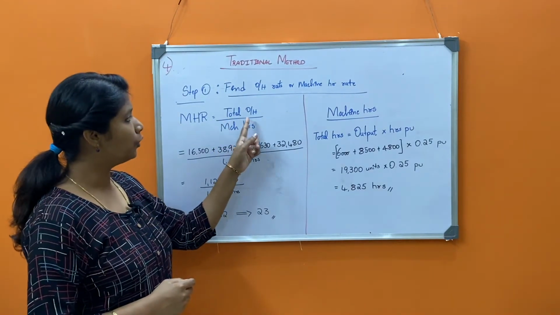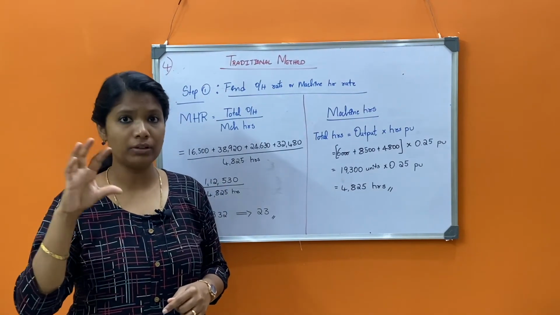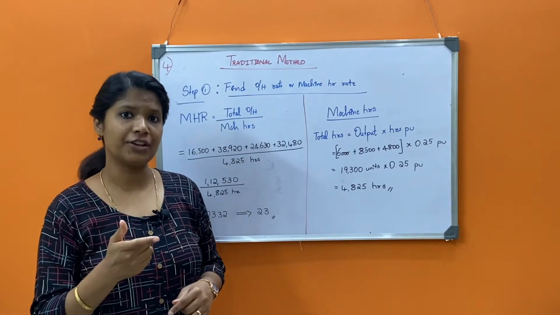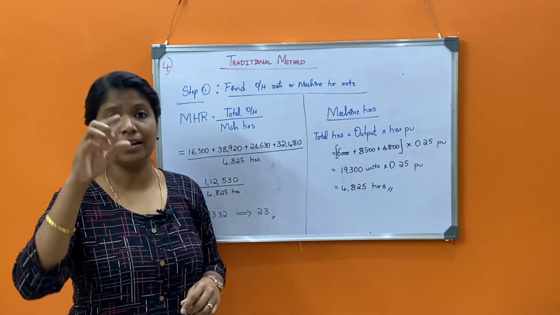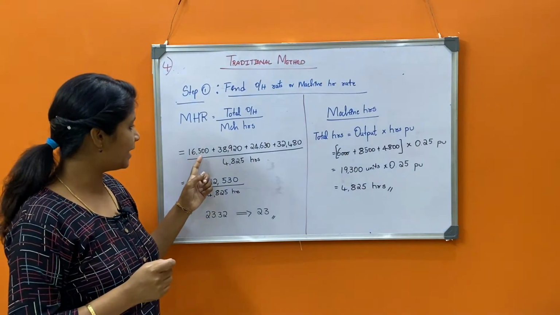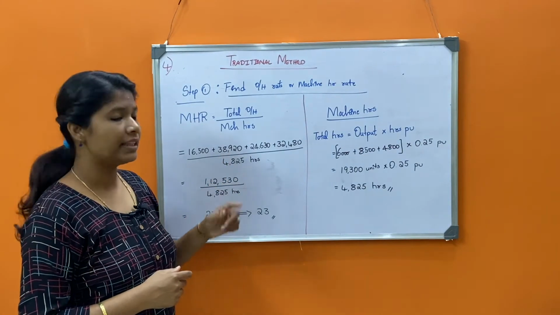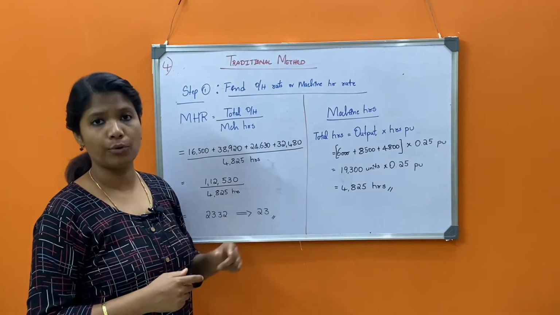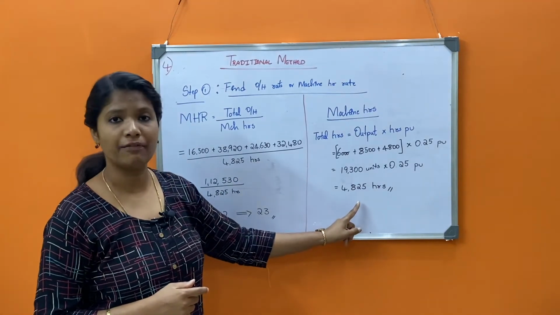Now we can take this value and consider it here. First part is total overhead. After the table, can you see a set of 4 activities given with the amounts? That is the breakup of activities we'll be considering for the second method, that is ABC. But now we are doing the traditional method, so we need the total of all the activities. I have totaled here 16,500, 38,920, 24,630 and 32,480, divided by 4,825, which we found out here.